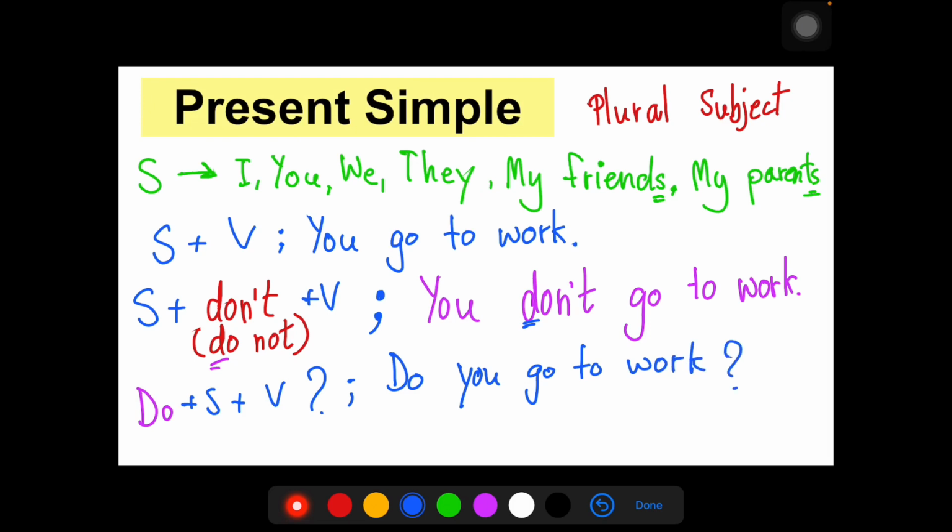With the WH question, the form is the same. You just add the WH word in the front. For example, where do you go to work? Like that. Easy, right? Easy peasy.